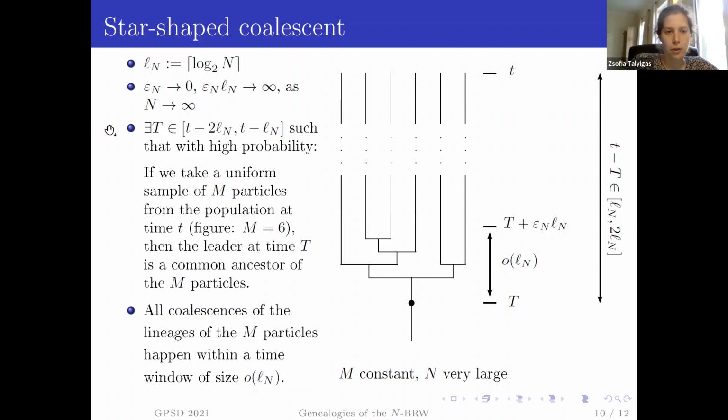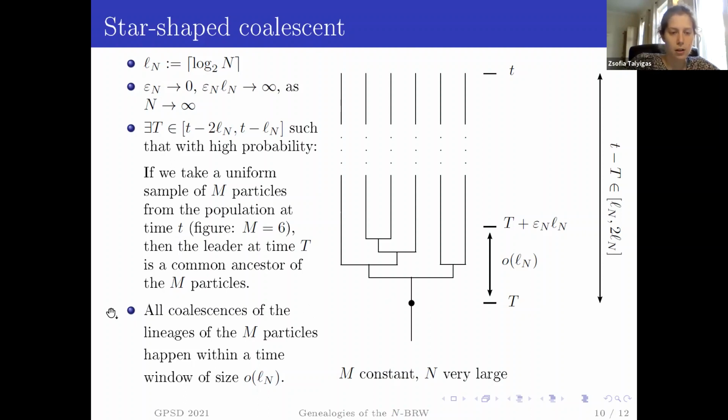Now the first main message of our genealogy result says that there exists a random time, big T, in the time interval [t − 2 log_2 n, t − log_2 n], such that with high probability, if we take a uniform sample of m particles from the population at time t, in the figure we took 6 particles, then the leader at time big T is a common ancestor of the m particles. And by leader, I mean the rightmost particle at time big T. So this is what we see here, that going backwards from time little t, all the ancestral lineages merge into one by time big T. So there must be a common ancestor of everyone in the sample at time big T.